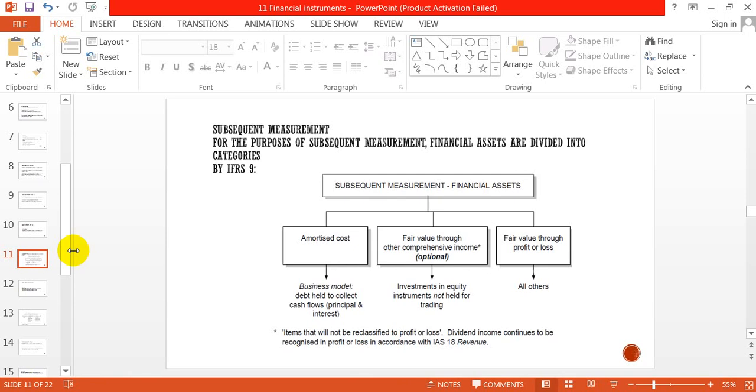So anything else which will not go in amortized cost or where there is no election, everything else will go through fair value, through profit or loss. It's at subsequent measurements where you have to be very careful when you're answering questions. That's where the tricky part usually tends to be.